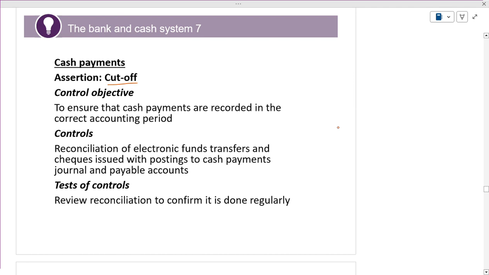Cutoff is nothing but it has to be recorded in the current accounting period, the correct accounting period. It is to ensure that payments are recorded in reconciliation of funds, electronic funds transfer, checks issued, has to be posted to cash payment, first general, and then you have payable accounts. Now you can understand how important general entries are. Date is important.